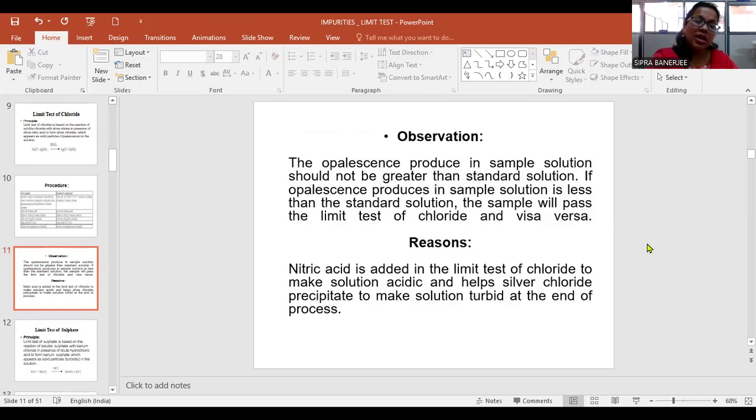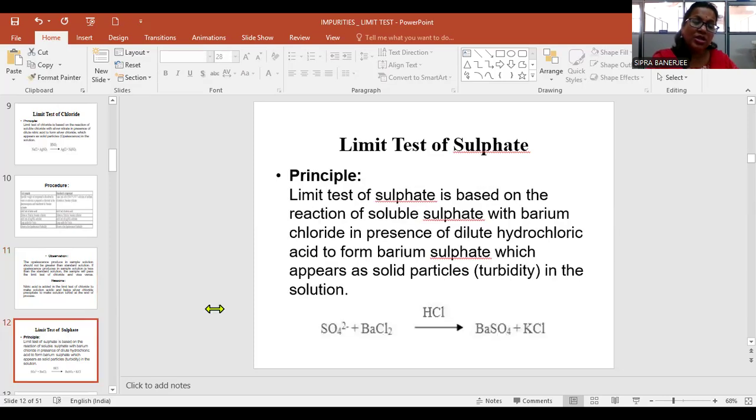Nitric acid is added in the limit test of chloride to make the solution acidic and to help the silver chloride precipitate form. If the chloride in the sample is more than in the standard, then the solution fails.